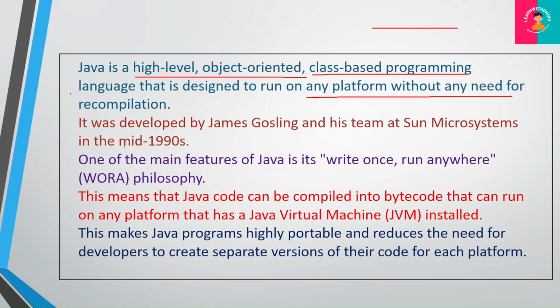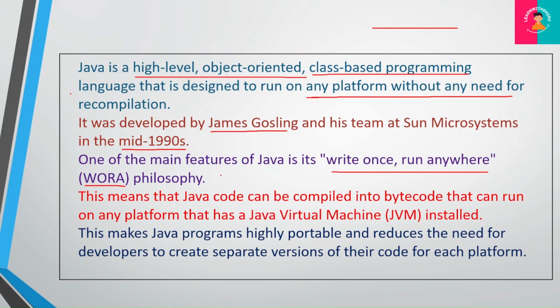It was developed in the 1990s by James Gosling. One of the main features of Java is write once, run anywhere. Once your program is converted into bytecode, you can run it on any platform, anywhere. That is known as the WORA philosophy.